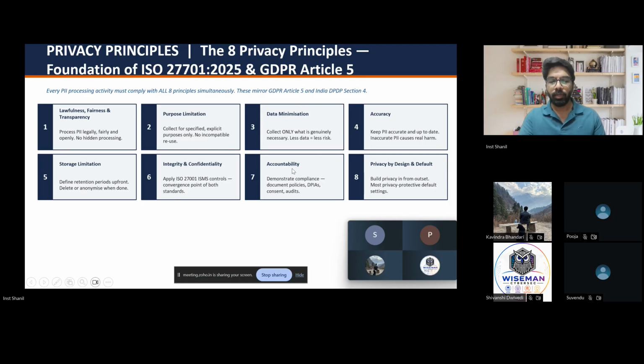Then we have accountability: demonstrate compliance, document policies, DPIAs, consents, audits. So this is data protection rights. The company which is collecting personal data should be accountable for it. It should demonstrate compliance. What it means is, it should show that we are following a standard similar to ISO 27001 for data security or for information security.